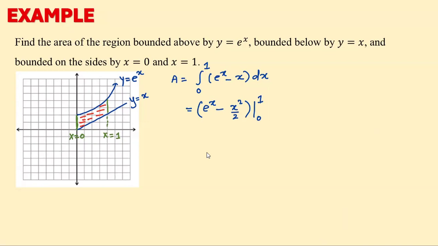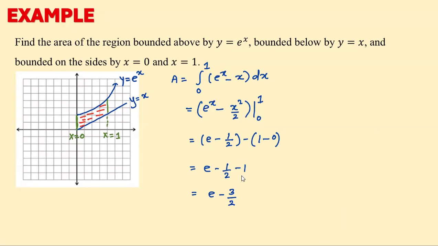Okay, so what do we do? If we use the fundamental theorem of calculus, we first plug in the upper limit, subtract, and then plug in the lower limit. So if I plug in 1, it will be e to the 1, which is e, then minus 1 squared over 2, that's a half. We subtract and plug in the lower limit. If I plug in 0, e to the 0 is 1, then minus 0 squared over 2, that is 0, which is equal to e minus half, then minus 1, which is the same as e minus 3 halves.